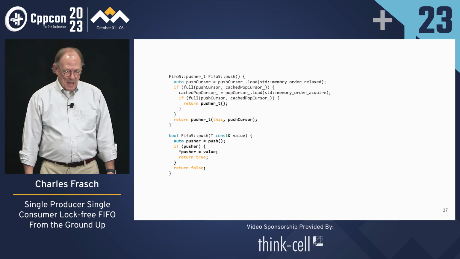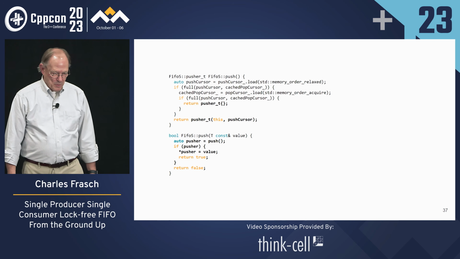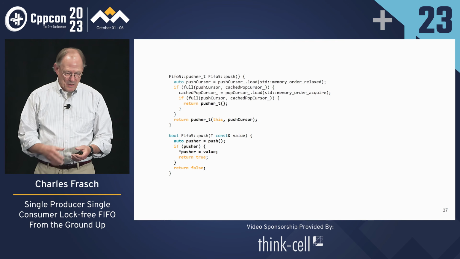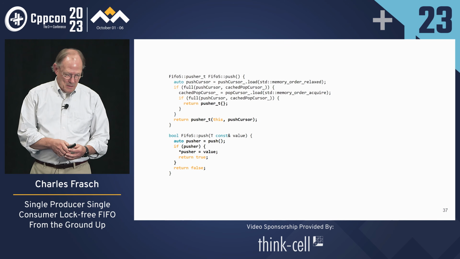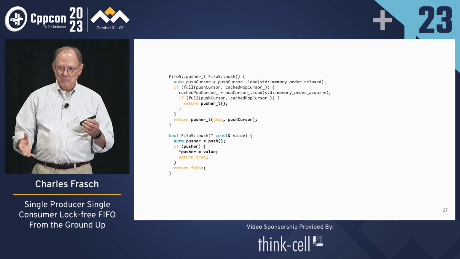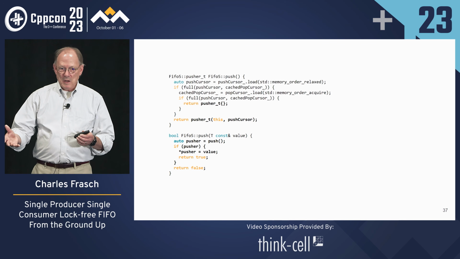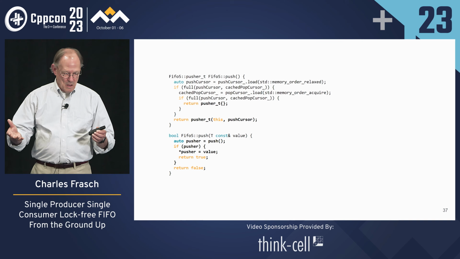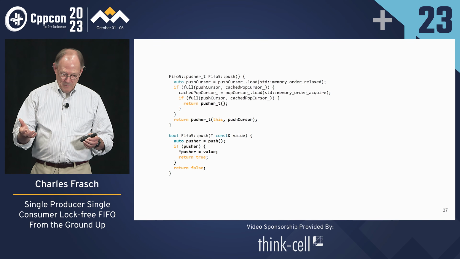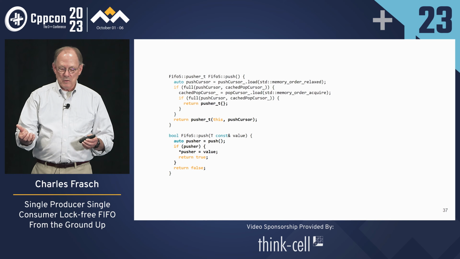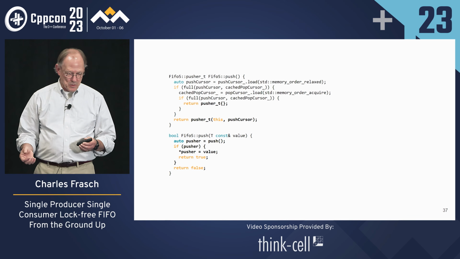And so to use that, it's pretty straightforward. We use the same kind of calculations in the factory function as we did for push, except instead of actually copying at this point, we create our pusher. If the FIFO is full, we create it by the default constructor, which leaves the pointer null. Otherwise, we convert it with a pointer to ourselves and the value of the push cursor.